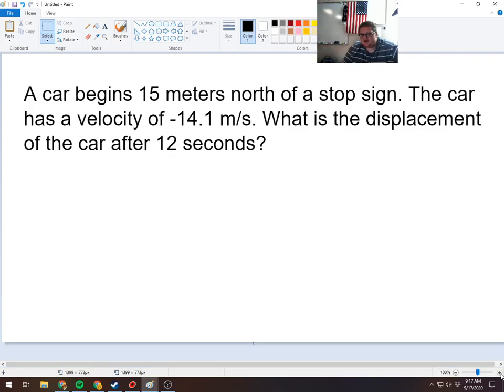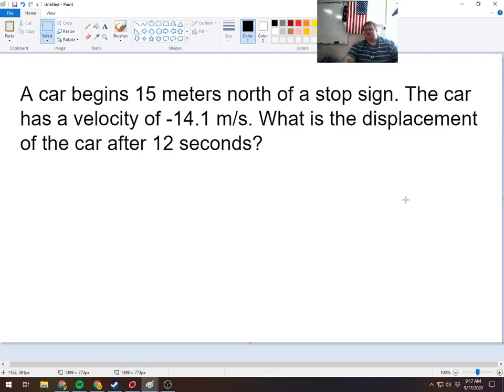Okay, so here a car begins 15 meters north of a stop sign. The car's velocity is negative 14.1 meters per second. What is the displacement of the car after 12 seconds? All right, so once again, we're just going to start with our equation. The displacement is going to be equal to the velocity times the time plus the initial displacement. A lot of times I put x_i here so you know that it's initial. It's like, where did it begin?